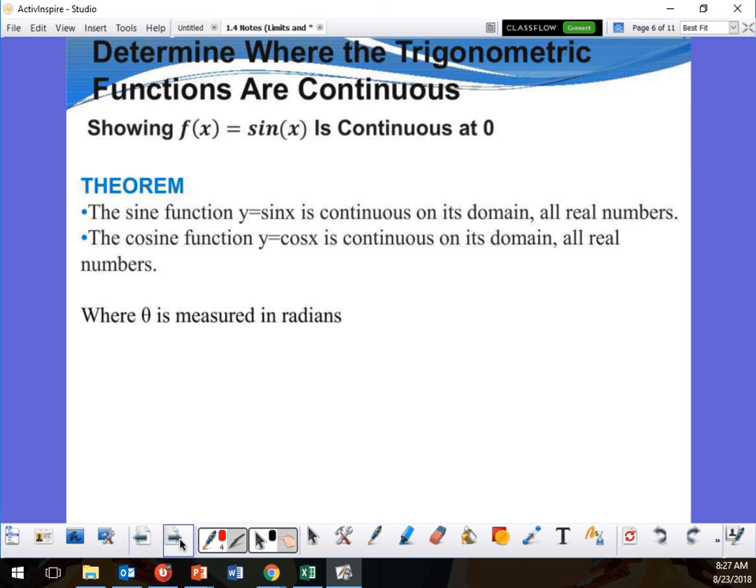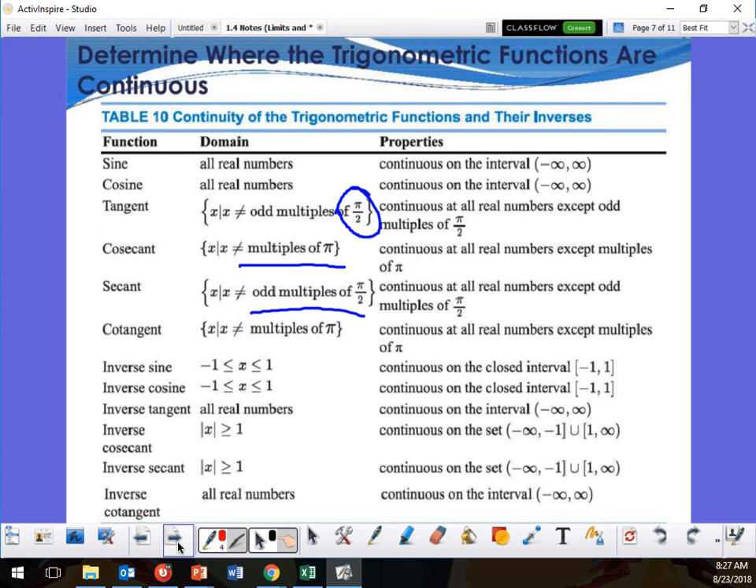All right. Okay. Now, right here, tangent. So tangent, cosecant, secant, and cotangent, they're all going to have places in their domain in which there are jumps in the track. These are going to be asymptotes for these functions. So they are not continuous. So you have to look closely at the domain.